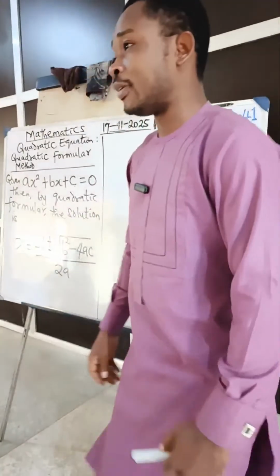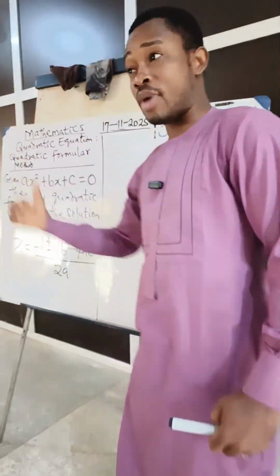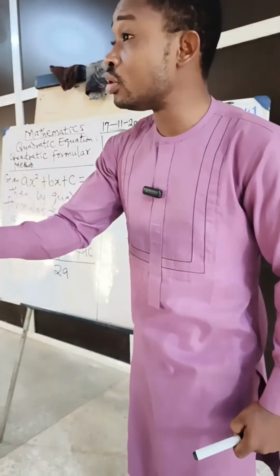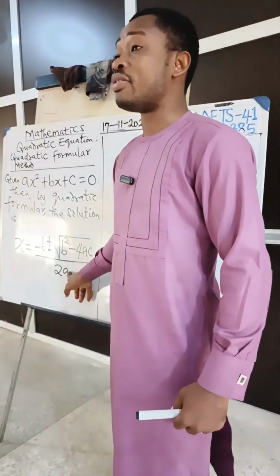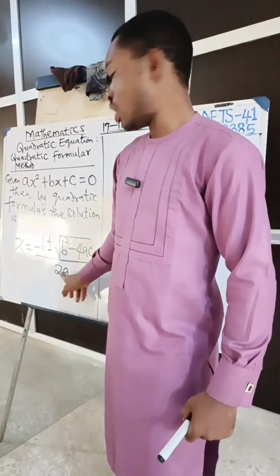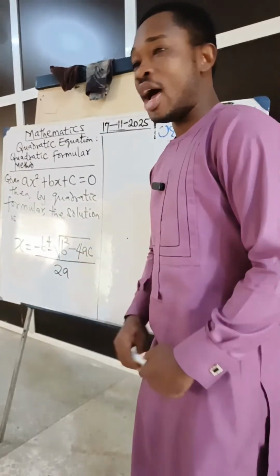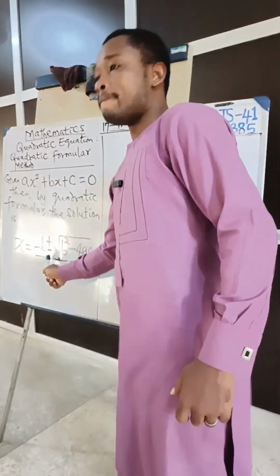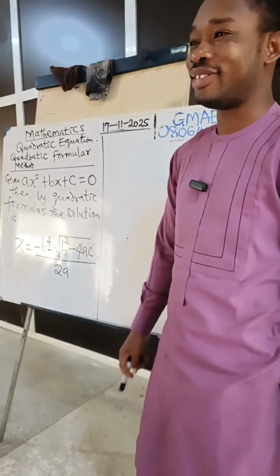Am I communicating? When we derived this equation through the completing the square method in our previous math class, I told you that inside this formula there are two solutions, isn't it? The minus b plus part, and then the minus b minus part. This is the quadratic formula.